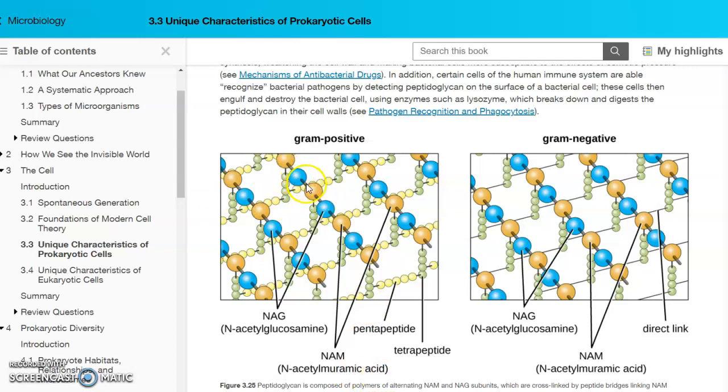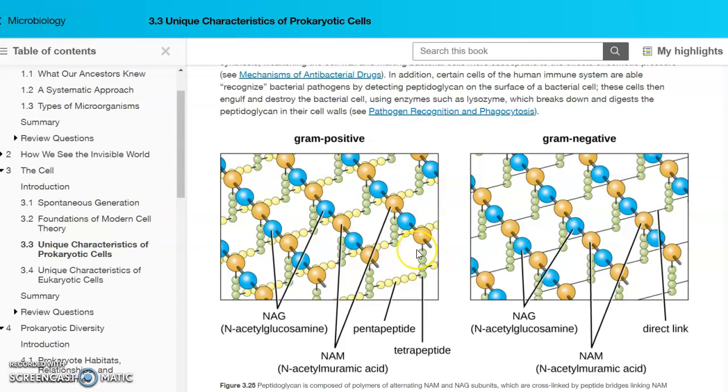And we get these repeating units of NAG and NAM that are then linked with these peptide or these protein linkages. So we have a tetrapeptide linkage here, which is 4 peptides, and then we have a pentapeptide linkage here, which is 5. And so these cross bridges make this structure pretty important, pretty tough.